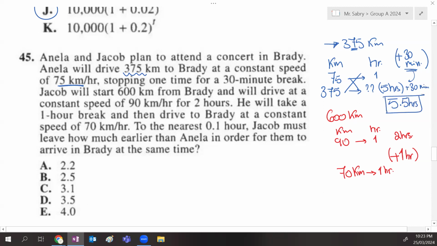That's for Anila. On the other hand, Jacob went at a speed of 90 kilometers per hour for 2 hours. So let's put 2 hours under the hours to know the distance he has covered so far. 2 times 90 gets me 180 kilometers. So he covered a distance of 180 kilometers so far. He started 600 kilometers from Brady, so out of the 600 kilometers, he's covered 180. So I'll do 600 minus 180 to find how many kilometers I'm left with.